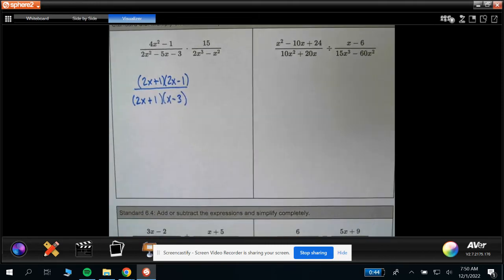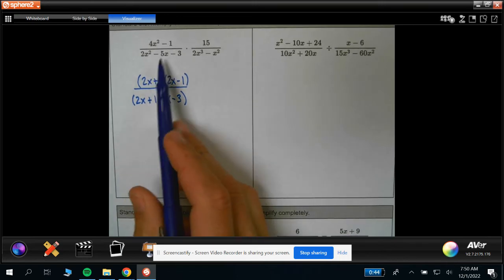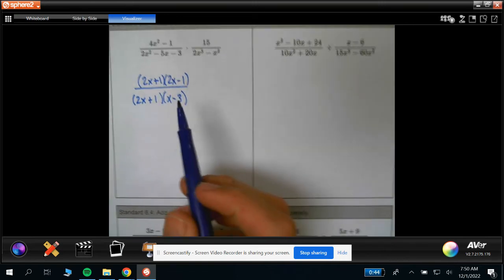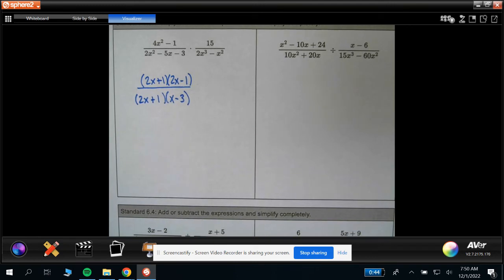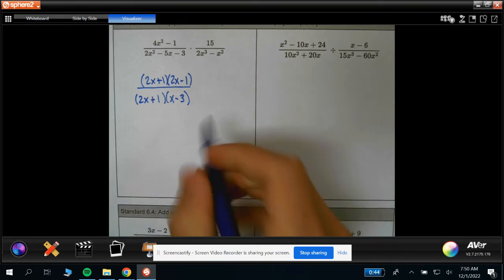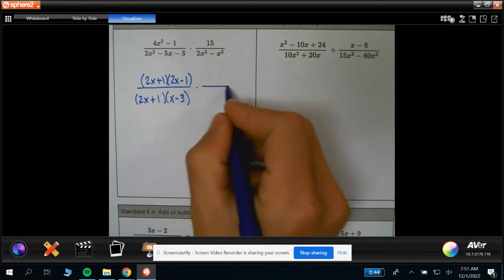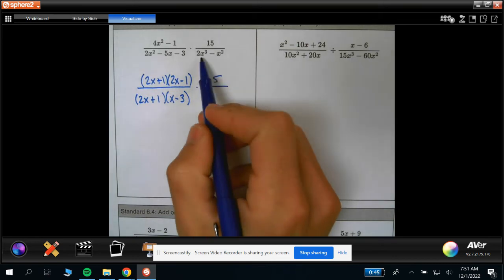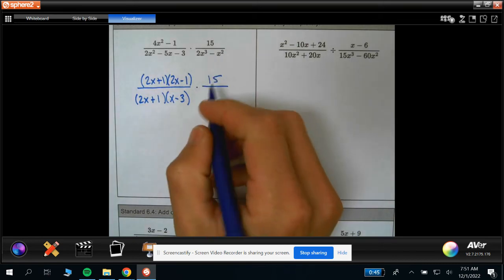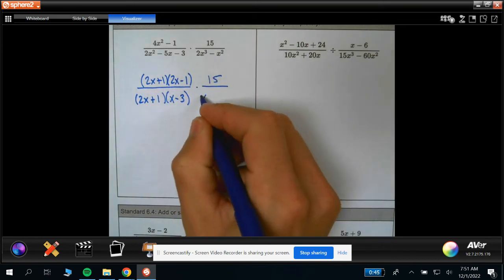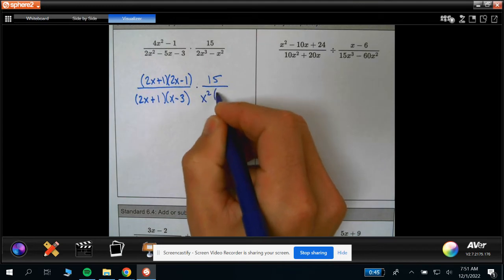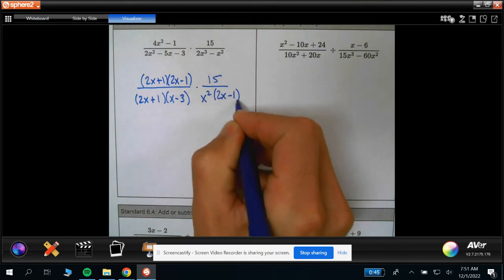Now, if you want to review how to factor these, like how am I getting to here from the original, I would recommend checking out Khan Academy. Look back at what we did at the very beginning of the semester on factoring. Then on the other side, times 15 over the greatest common factor, 2x cubed minus x squared. The greatest common factor there is an x squared, which would give us 2x minus 1.